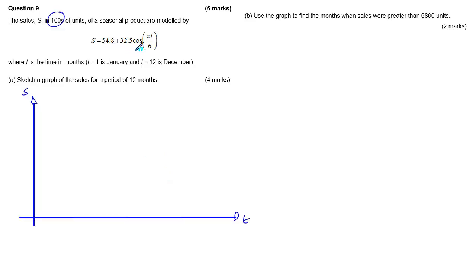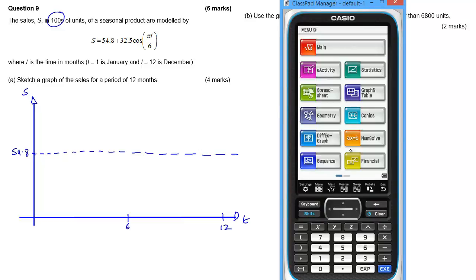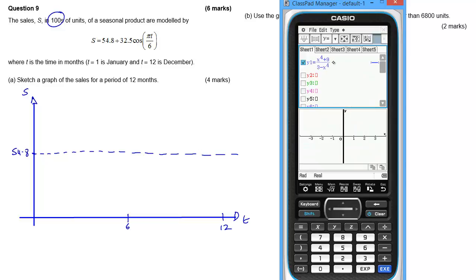Now I can see, looking at it, that the mean line is going to be at 54.8. Let's mark off 6 months, 12 months along here, and then it's probably a good idea to actually graph it if we hadn't already done that. So graph and table.